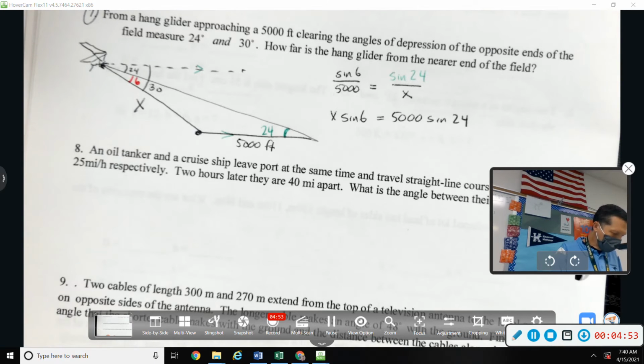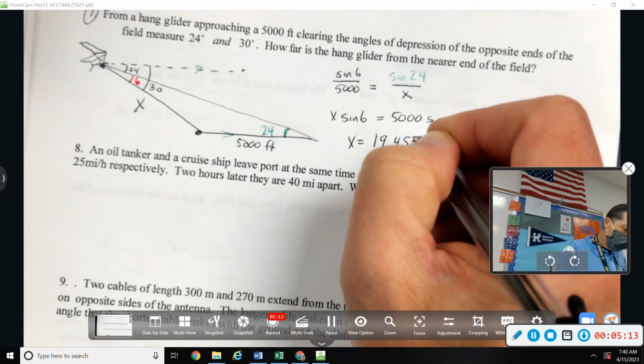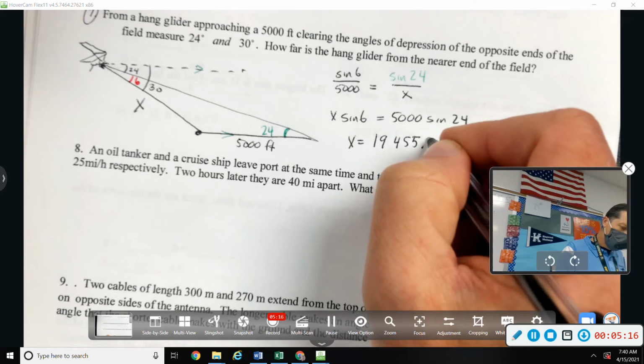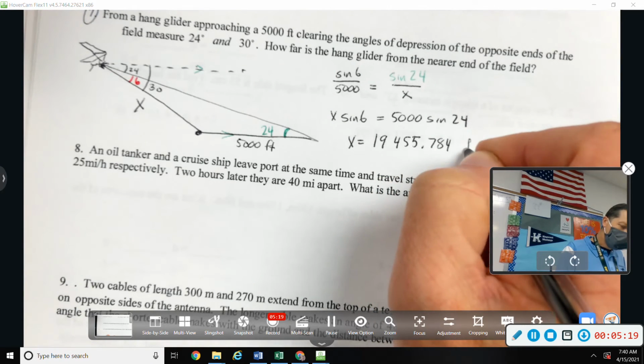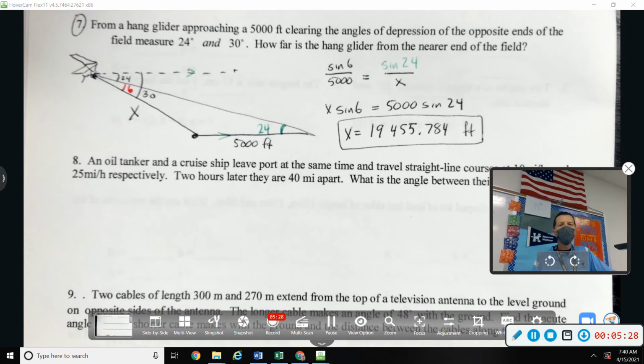So 5,000 sine 24 divided by sine of 6. That didn't look right. 5,000 sine 24 divided by sine of 6. 19,455.784 feet. Which seems a little long. Like maybe we should revisit this question. I mean, we did all the math right, but that's like 3.5 miles.